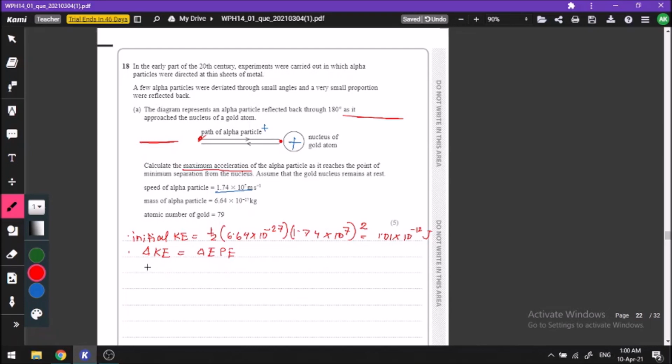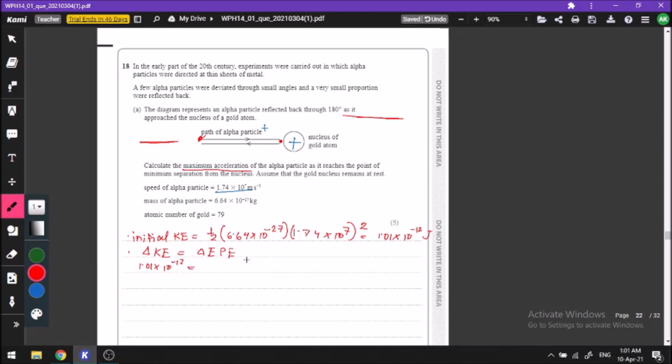It will lose all of its kinetic energy as it comes to this point. Since it directly comes in line with the nucleus center, it will come completely to rest. So the change in kinetic energy is 1.01 times 10 to the power minus 12 minus 0, or you can just ignore the 0. The entire kinetic energy has been changed to electric potential energy, so I've put the entire value of the kinetic energy over here.